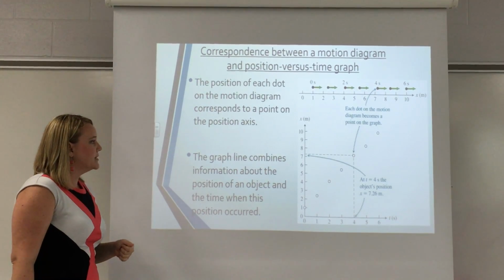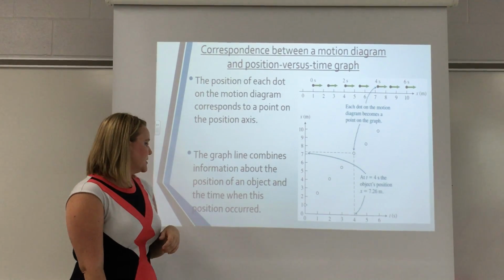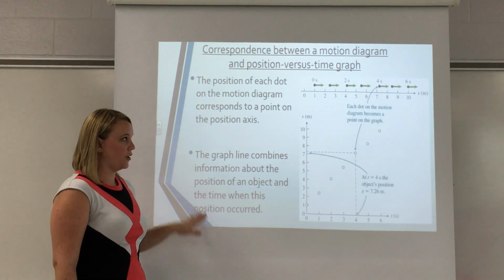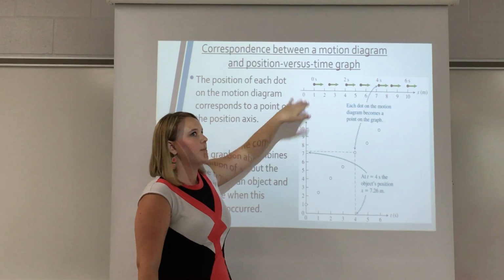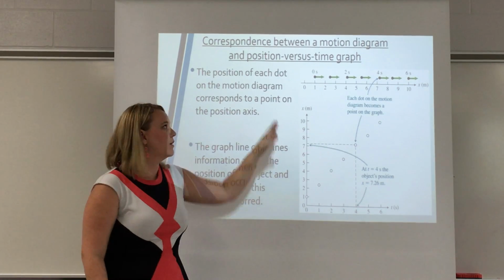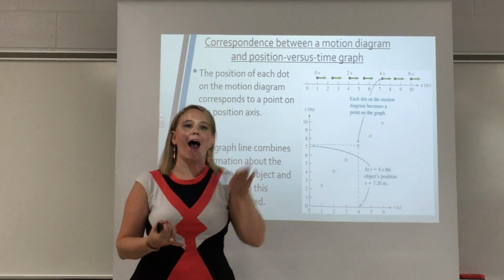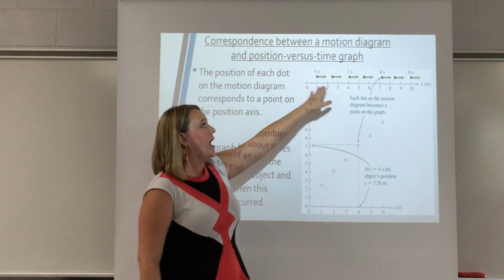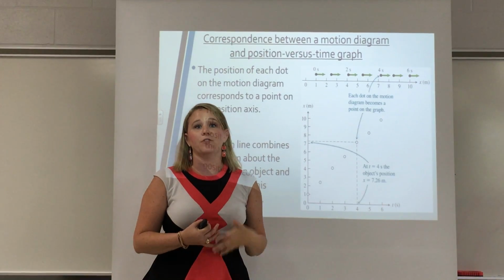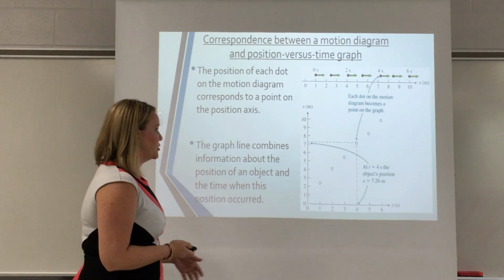The graph line combines information about the position of an object and the time when this position occurred. That's because the motion map can show you several things as well. The dots represent the position at that time, and the arrows can represent the distance traveled or the velocity in a given direction.